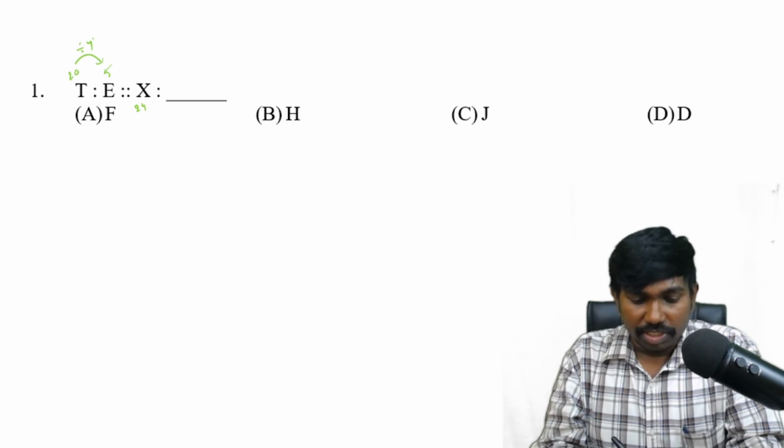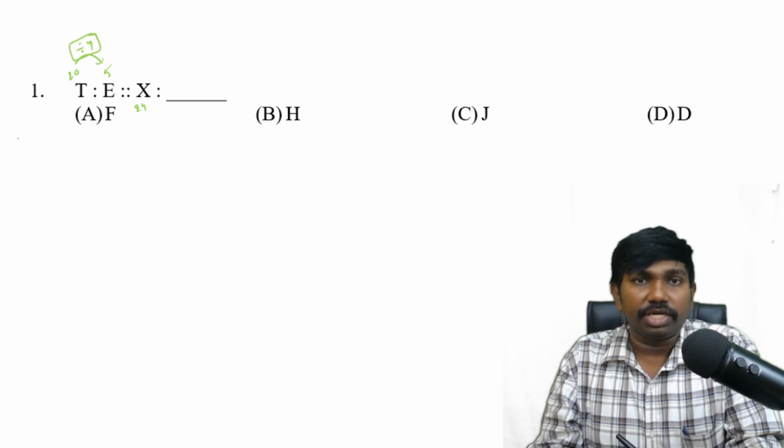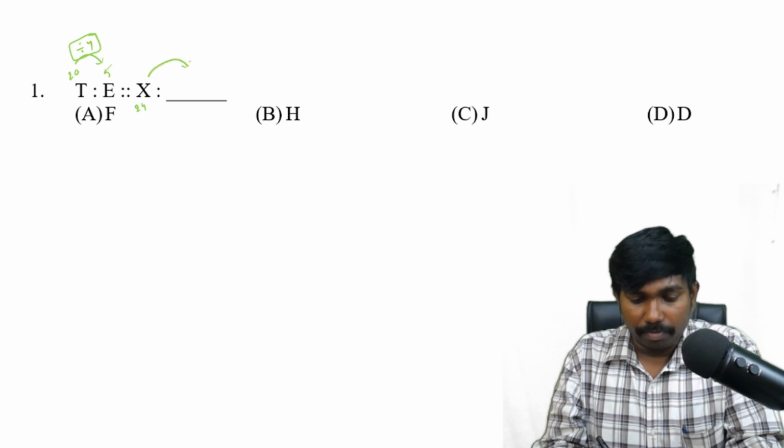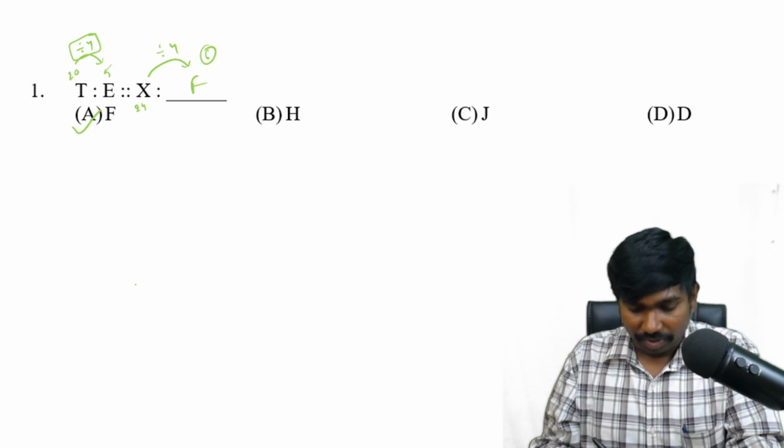So that's why I tried a different logic, that is divided by 4. 20 by 4 is 5, the 5th letter is E. In the same way, 24 by 4 is 6, the 6th letter is F, that is option A. Okay, yes.